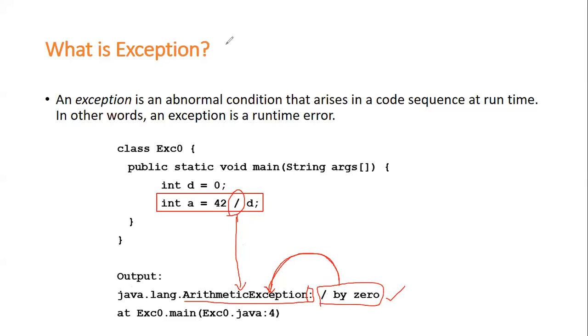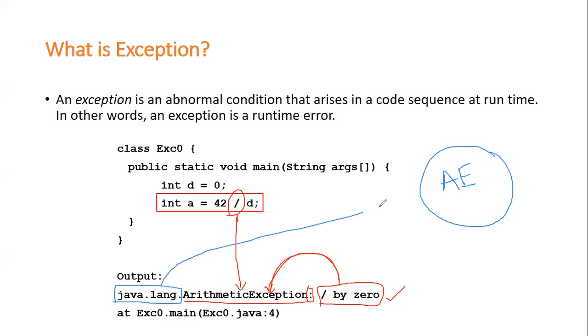As you notice, students, before arithmetic exception, I have java.lang. What is this java.lang? Java.lang is a package. Let us assume this entire circle is a package, and inside this package I have a class called arithmetic exception. The name of this package is java.lang.